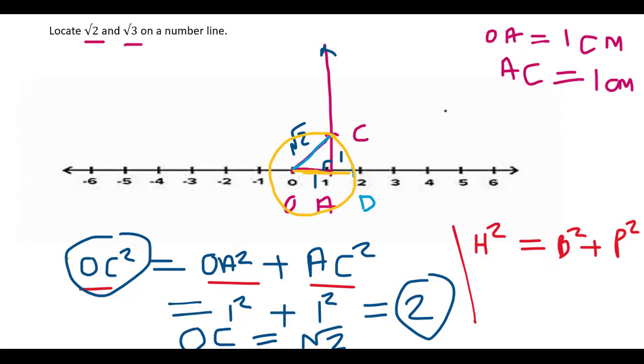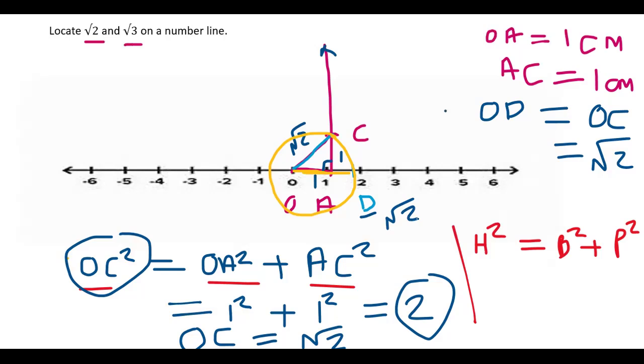So we can say that OD is equal to OC and OC is equal to root 2. So this implies that point D denotes root 2 on the number line.